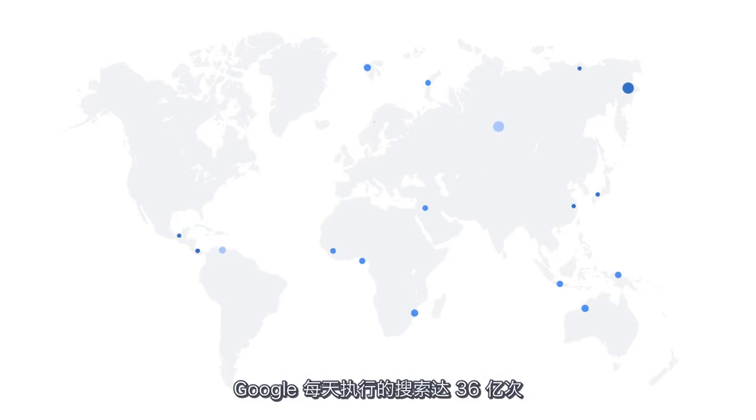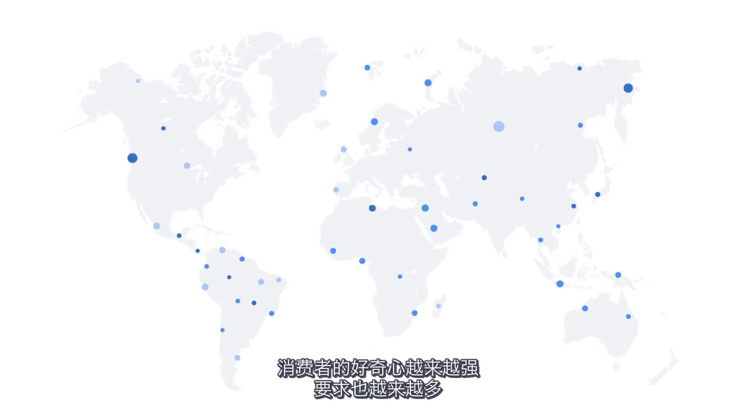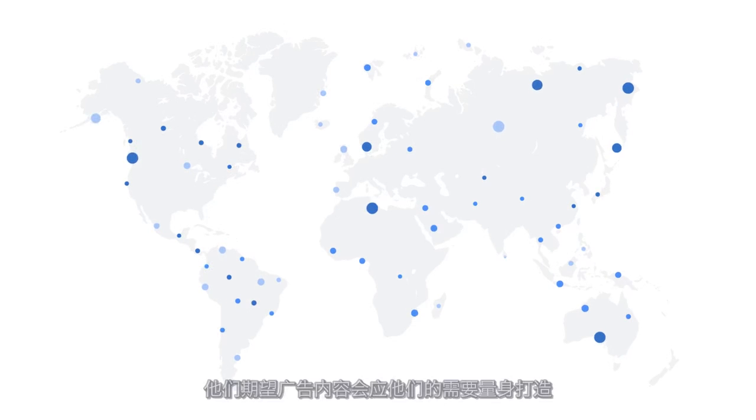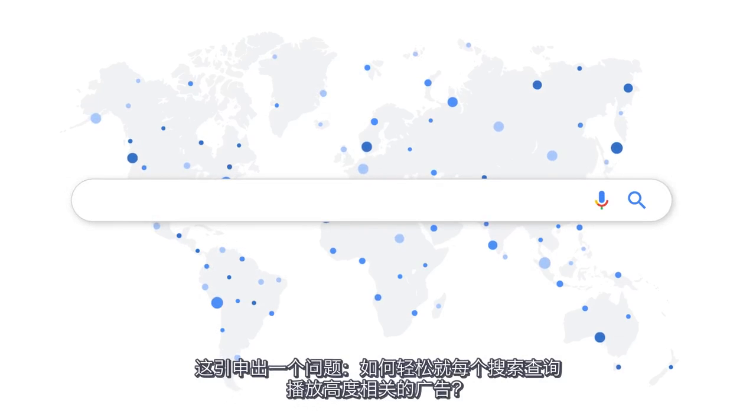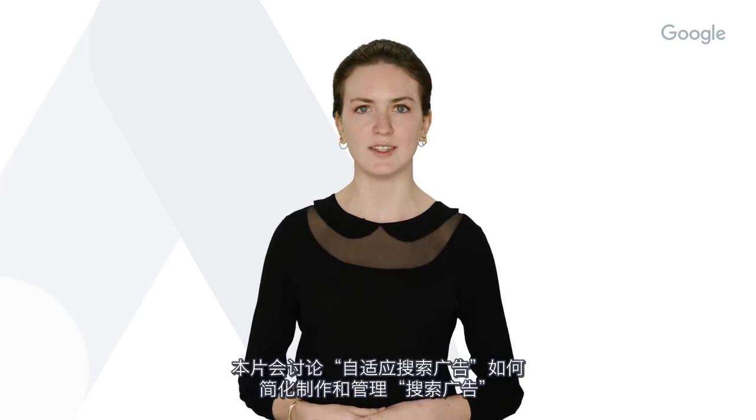3.6 billion searches happen on Google every day. Consumers are more curious and demanding than ever before and expect ads that are customized to their needs. This leads to the question, how can you serve highly relevant ads to each search query with little effort? In this video, we'll discuss how responsive search ads simplify the creation and management of search ads.